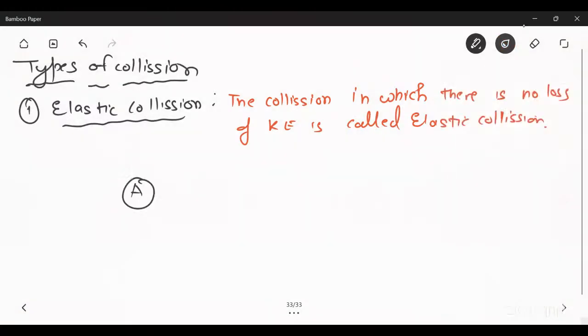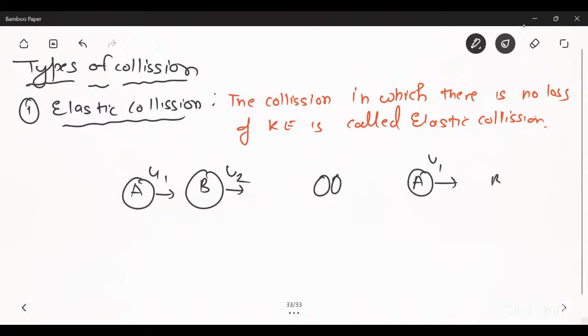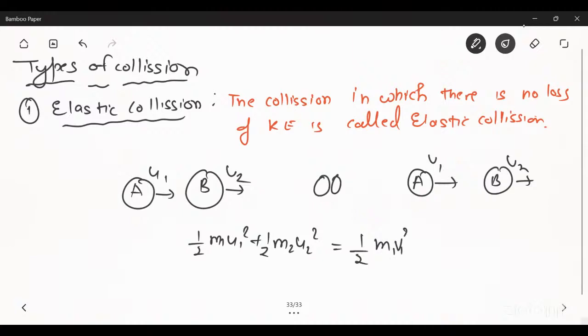Now suppose body A is moving with velocity u1 and second body B is moving with velocity u2. After that they collide, and A moves with velocity v1 and B with velocity v2. Before collision their kinetic energy will be half m1 u1 square plus half m2 u2 square. And after collision the kinetic energy is half m1 v1 square plus half m2 v2 square. So a collision in which the initial kinetic energy is equal to the final kinetic energy is known as the elastic collision.